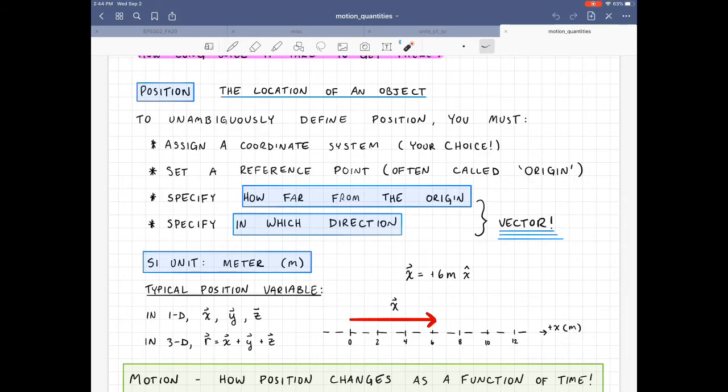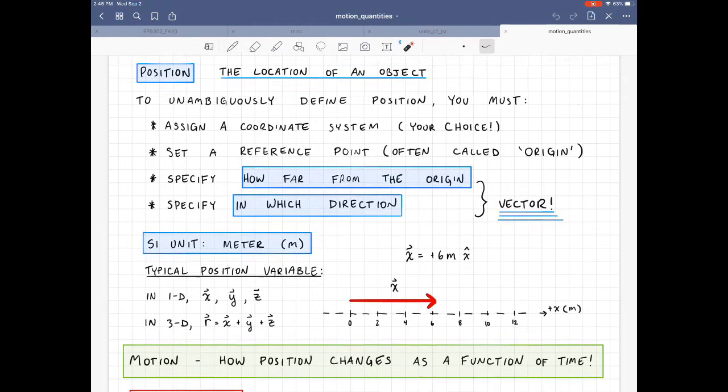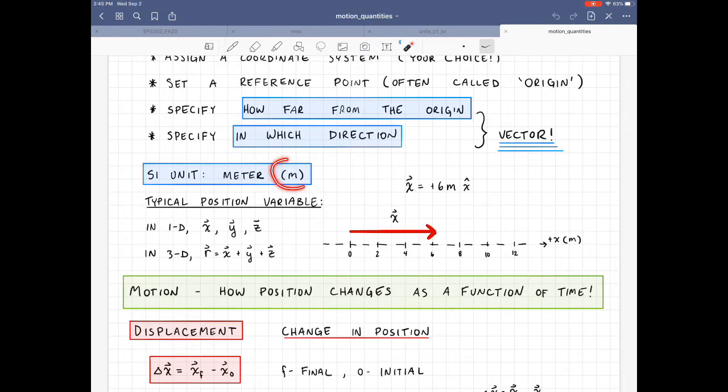And so you have a coordinate system with an origin, and then to specify the position, you need to specify how far from the origin the object is located, and in which direction from the origin is the object located. And you can see these 2 things are exactly the information we need if we're dealing with a vector. There's a magnitude or a size, and then there's also a direction. And so position is a vector. The SI unit for the position is a meter with the symbol m.